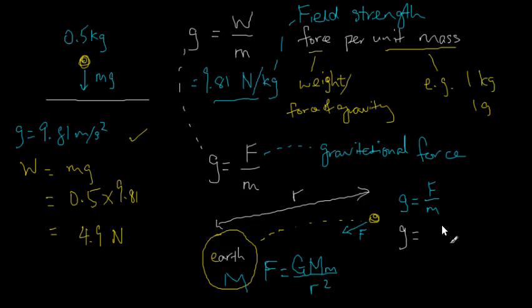I would just substitute this formula for the force into there, and that's it. So this will be equal to G M m over r squared from this formula for the force, and I still have the m at the bottom. Okay, to simplify this, I can cancel the m at the top and the m at the bottom, and then I have G M over r squared. And now we have our formula for the field strength.